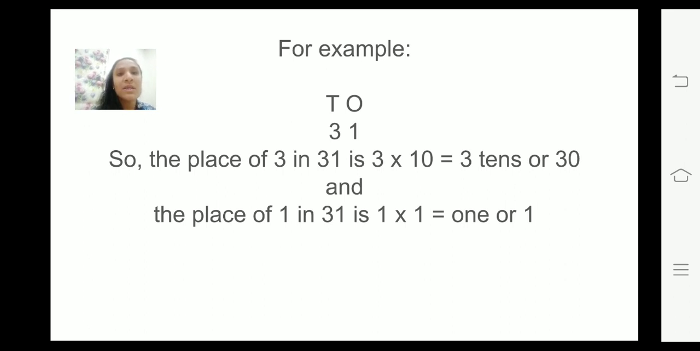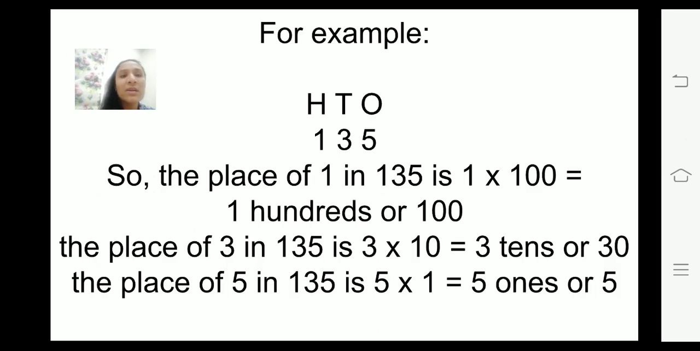The number here is 31. So the place value of 3 in 31 is 3 into 10. Why 10? Because 3 is at tens place. So 3 into 10 will be equal to 3 tens or 30. And the place value of 1 in 31 is 1 into 1. Why 1? Because 1 is at ones place. So 1 into 1 will be equal to 1 one or 1.